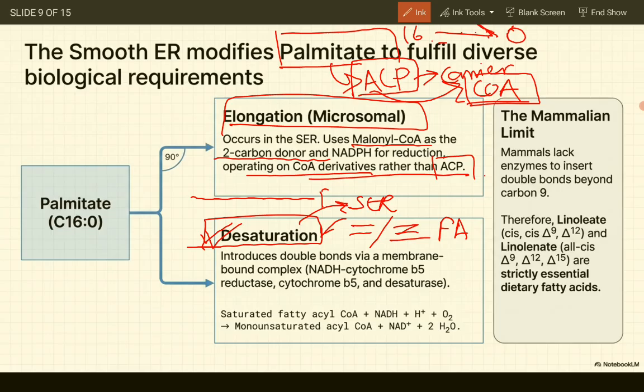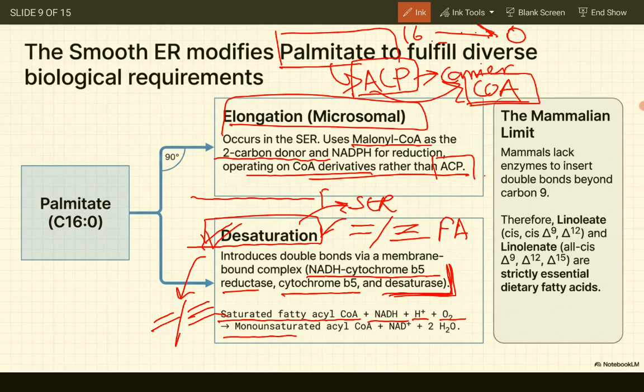So what are the enzymes that we require for insertion of a double or triple bond in a fatty acid? They are NADH cytochrome b5 reductase, cytochrome b5 and desaturase. These are the three enzymes required for inserting a double or triple bond in a fatty acid chain, or desaturating them. So there is a saturated fatty acyl CoA. We require NADH, H plus and O2, and a monounsaturated acyl CoA is produced, along with NAD plus and 2 H2O.